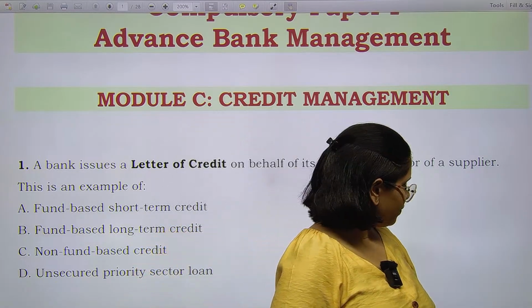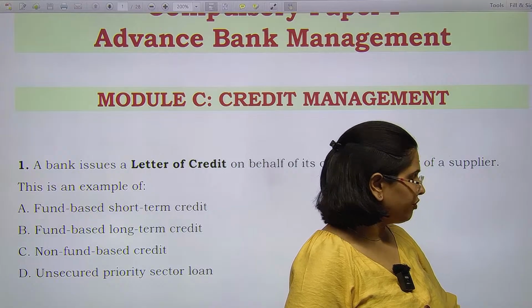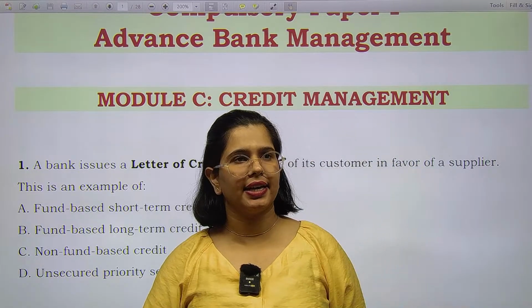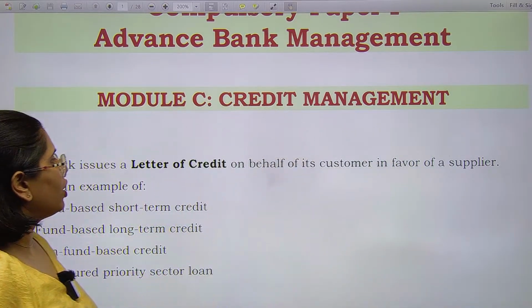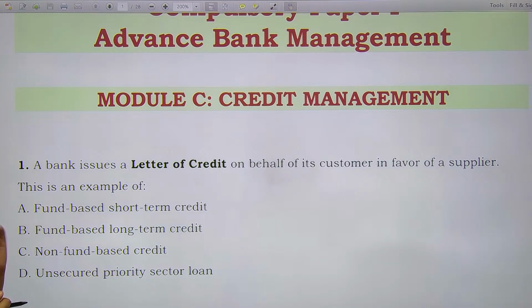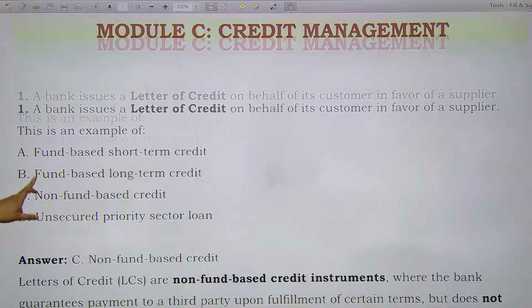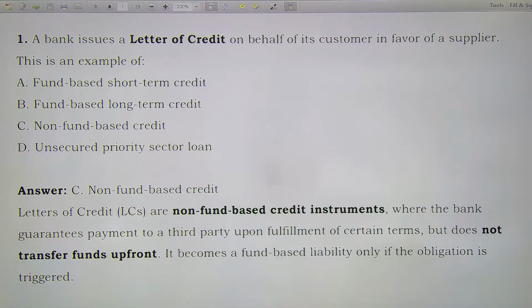So in today's session, we are going to discuss the top 50 MCQs of Module C, that is credit management. So now let's have a look onto it. Number one: a bank issues a letter of credit on behalf of its customers in favor of a supplier. This is an example of fund-based short-term credit, fund-based long-term credit, non-fund-based credit, or unsecured priority sector loan. So as we all know, this is called non-fund-based credit, right? Over here, we are not disbursing any kind of fund, but we are just providing the guarantee that if the party is not able to pay, the bank is going to pay, right?